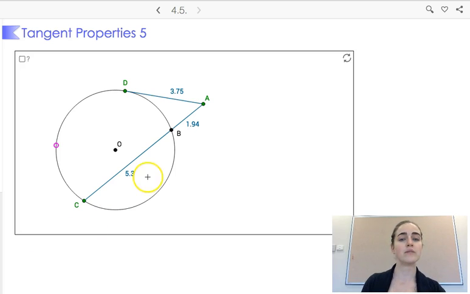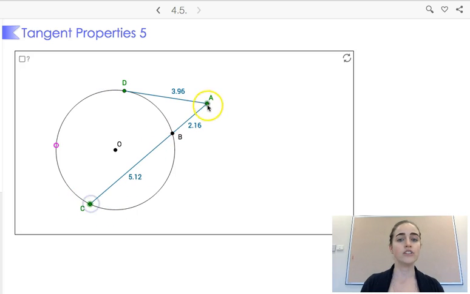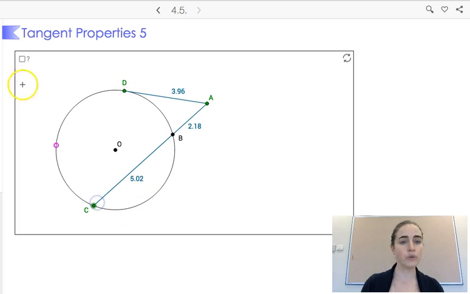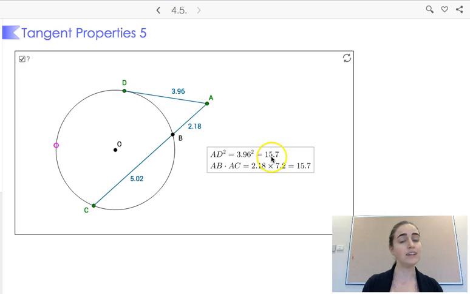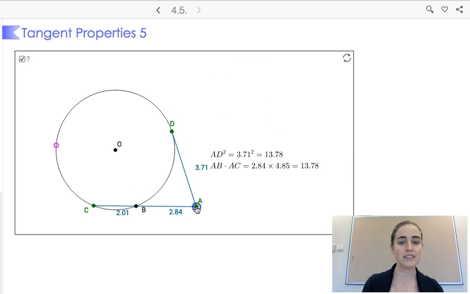So just to clarify that with an example, we've got our external point A out here, and we've got these points that are on our circle. So this line from A to D is a tangent to the circle that meets it at D. So if we have a look at the numbers, we can see that AD squared, which is our 3.96 squared, is giving us 15.7. Now, if we took AB, which is 2.18, and we multiplied that by the length of AC, so AC would have to be our 5.02 plus our 2.18 to get that whole length, so that would be 7.2. If we multiply those together, we get our 15.7 as well. So it doesn't matter where this is, that relationship is always going to hold true.